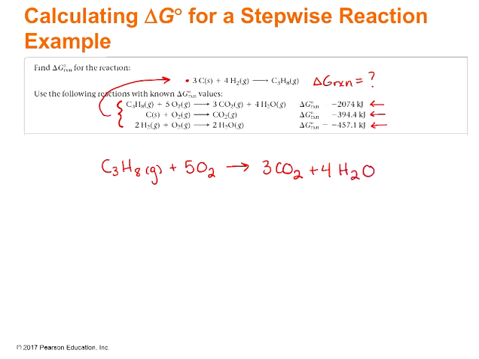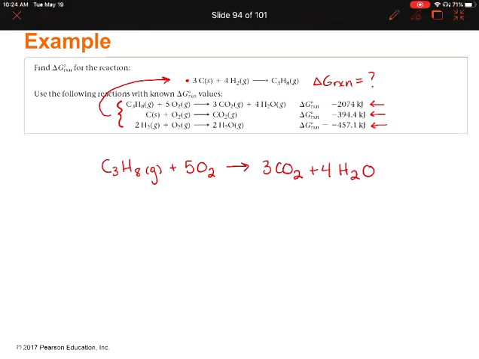Okay, so this first reaction, if we're trying to end up with our overall reaction at the top, we want C3H8 to be in the products. So that means we need to flip or reverse that reaction. All right, if we reverse that reaction, we also have to change the sign of the delta G value for this reaction. So delta G would be positive 2074 kilojoules.